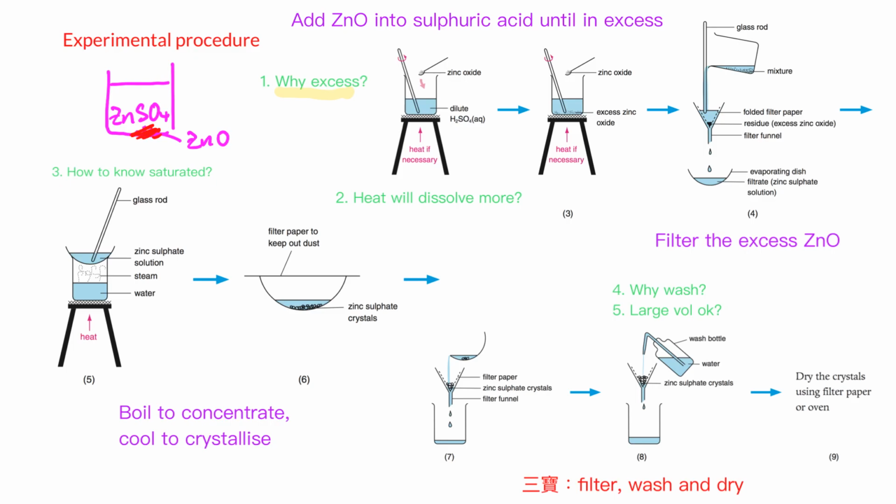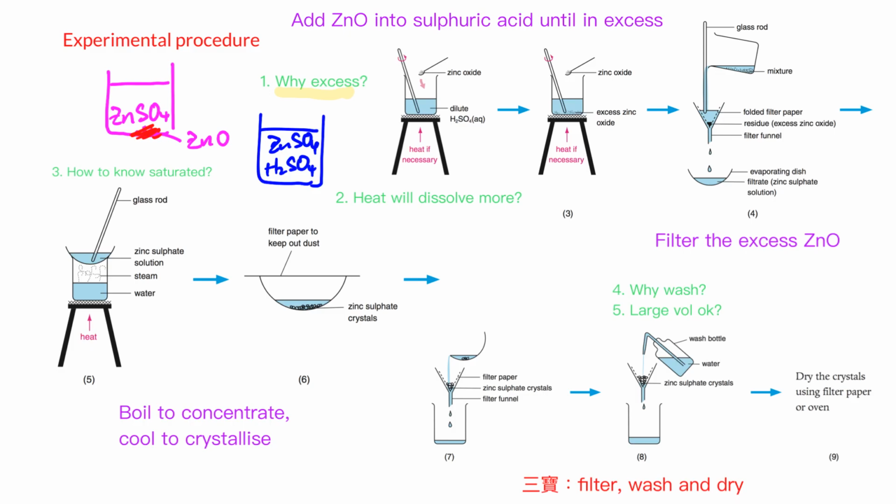But the other way round, if the acid is in excess, then you will find that this time you are not only having zinc sulfate, but also some remaining sulfuric acid. In this case, if we boil off all the water, leaving behind, there should be two compounds in it.